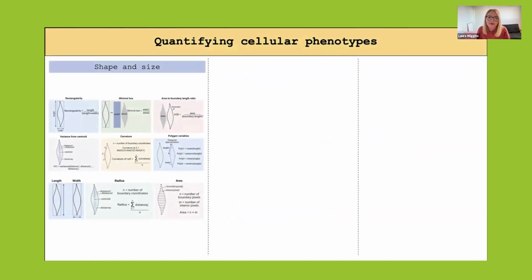So in terms of quantifying cellular phenotypes, Selfie has a range of inbuilt features that you can calculate for each cell on each frame. These include a range of shape and size metrics. So I've included a lot of the mathsy formulas behind it just to show you that this is all actually done internally to Selfie. So all you need to do is plug your cells in and it'll calculate these for you.